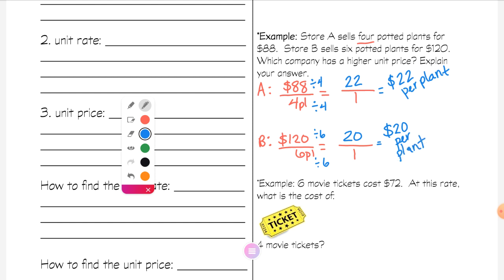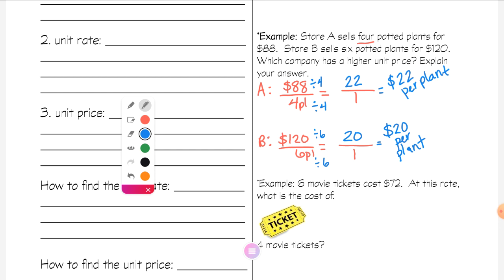Now our explanation would be very easy. Explain. Which one did it ask for? Higher unit price. A has a higher unit price because one plant costs $22 and at store B it's only $20. Okay, so once you have your unit price, unit rate, it's easy to compare. But they only sell them in sales. Not necessarily. You can get 6 for $120.